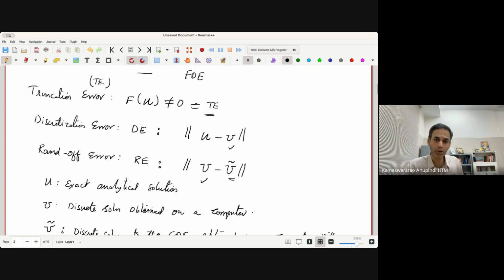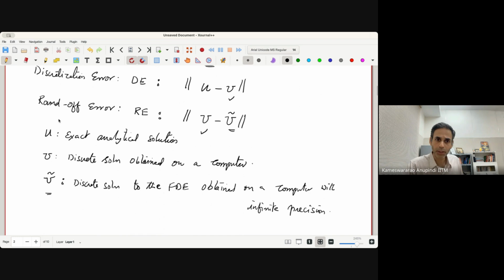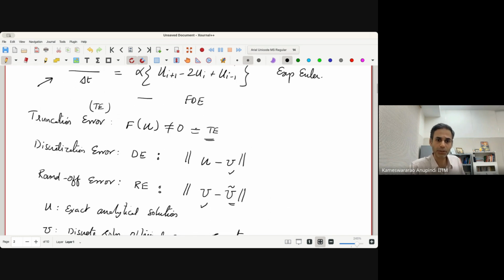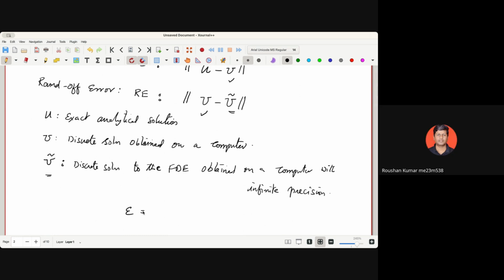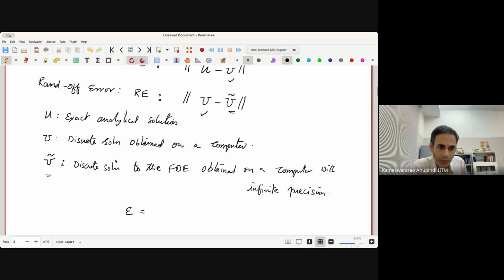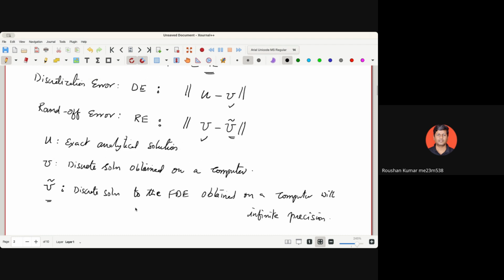That is where you are rounding off the floating point numbers. Now, because each of these solutions, I can also define what is my round-off error. I have a question over here. Yeah, go ahead. So basically, this is that analytical solution that we are talking of.